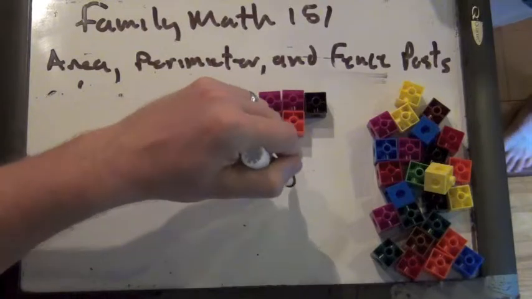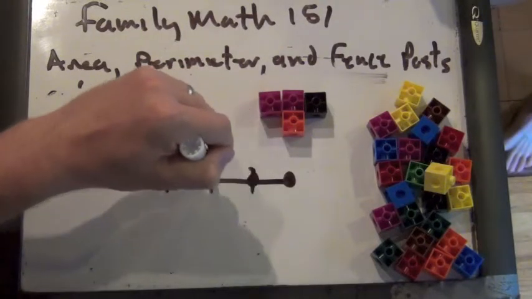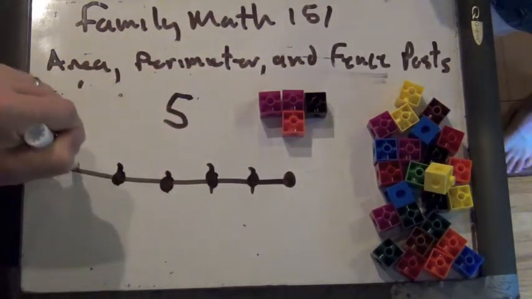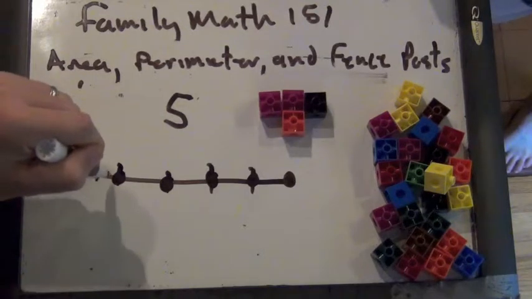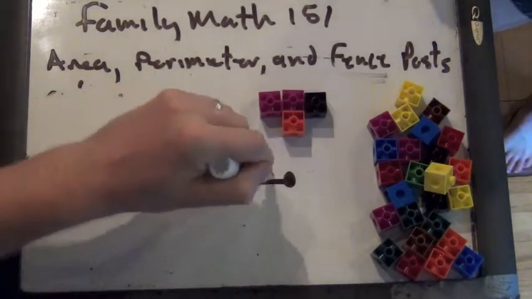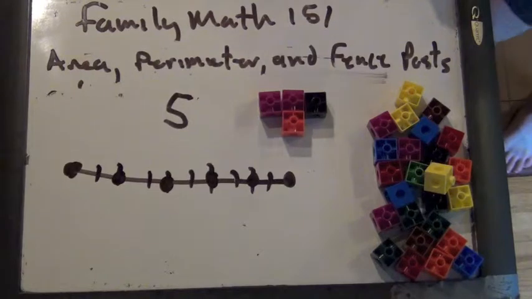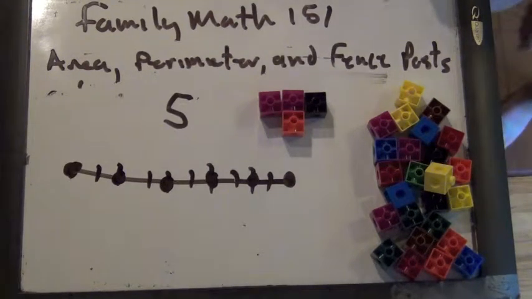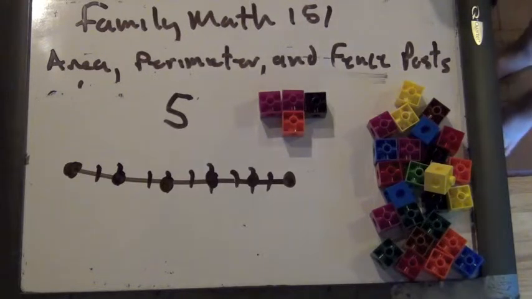1, 2, 3, 4, 5, 6. There's 6, but you can see there's 5 units of 1. 1, 2, 3, 4, 5. So it's 5 long, but it needs 6 fence posts. So you do have to be careful how you count this, and that shows why these fence post counting problems are a little tricky.